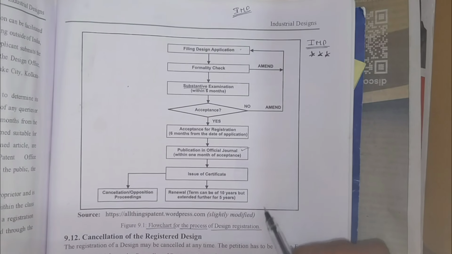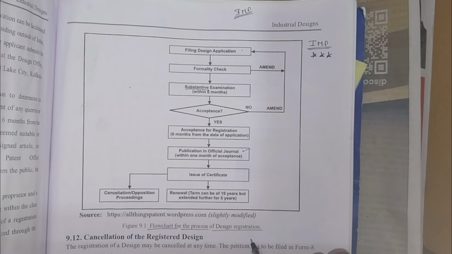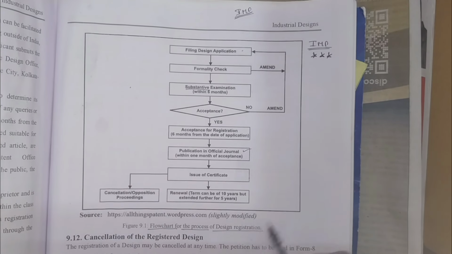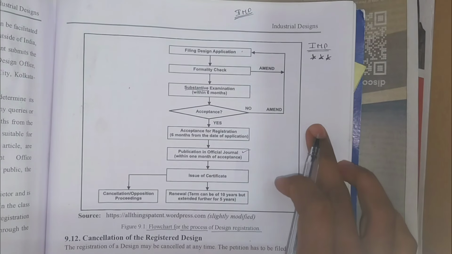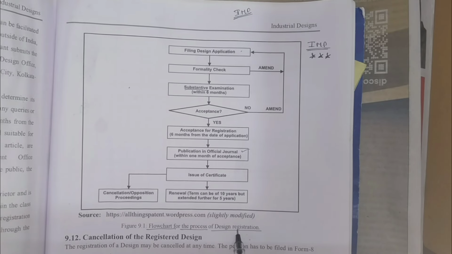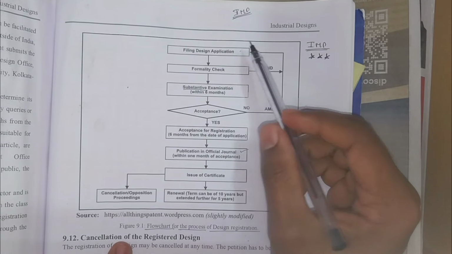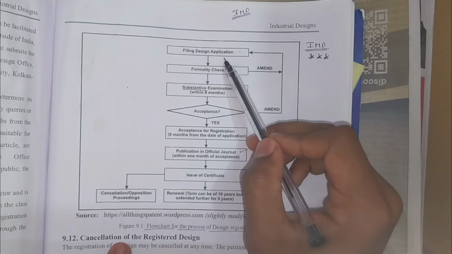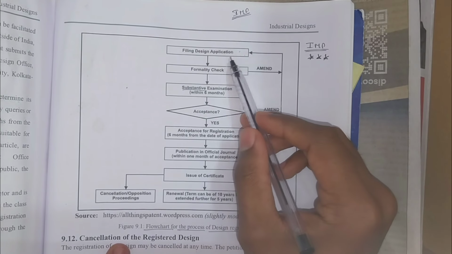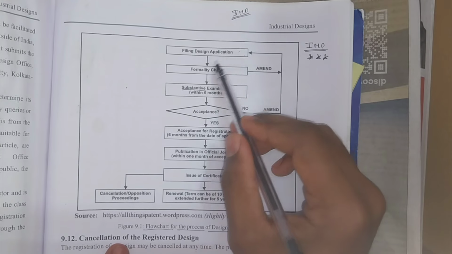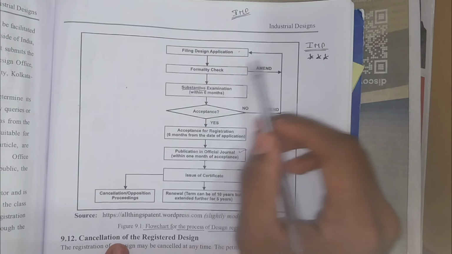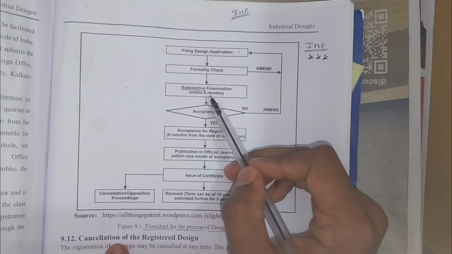Yes, this is the industrial design registration flowchart. Hope you people can see it. Okay, yes. This is a very simple diagram. The flowchart for the process of design registration is very simple. See, in the first step of filing the design application, applicants have to fill the application. Once he or she is done with the application process, then the formality will be checked. So the formality check happens. After that, substance examination.